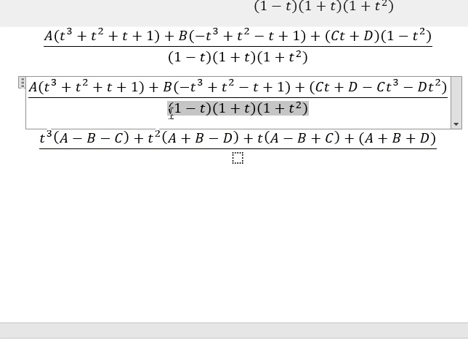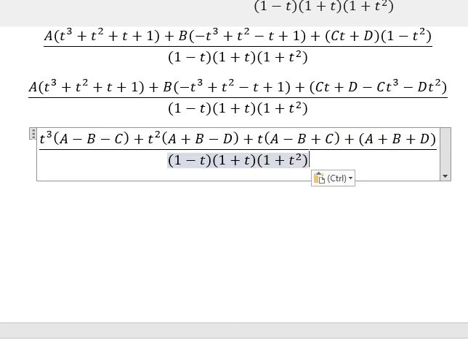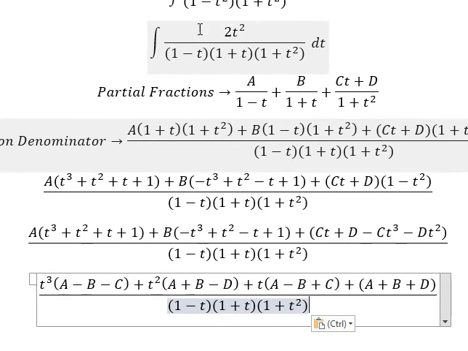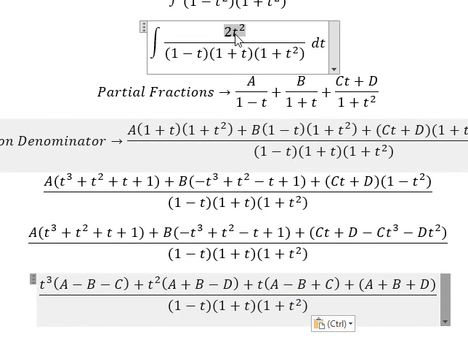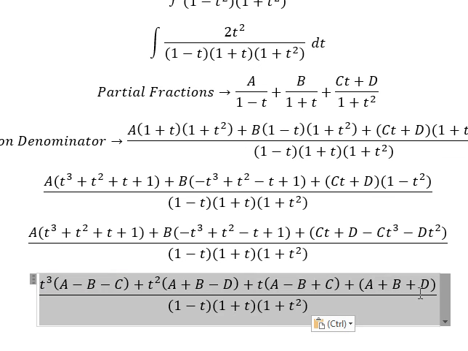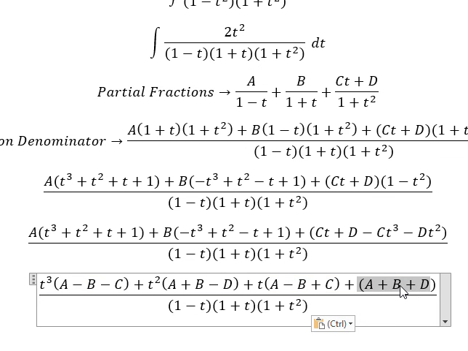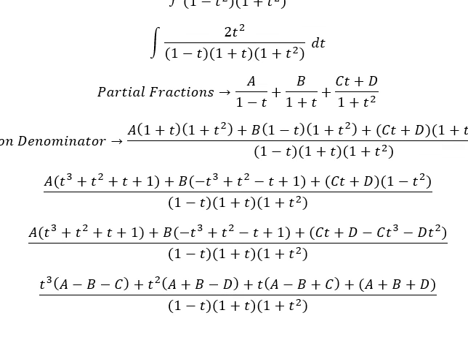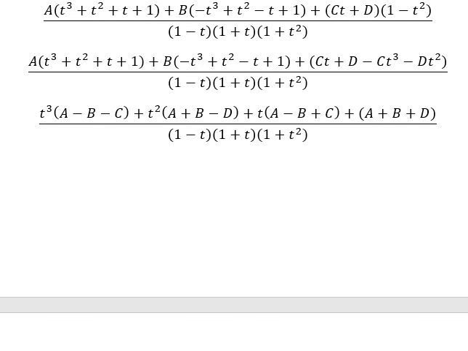So we need to compare coefficients. We just have only number 2t squared. So that means A plus B minus D equals number 2. We don't have this one, and this one. So you get number 0. And now we create the system of equations.